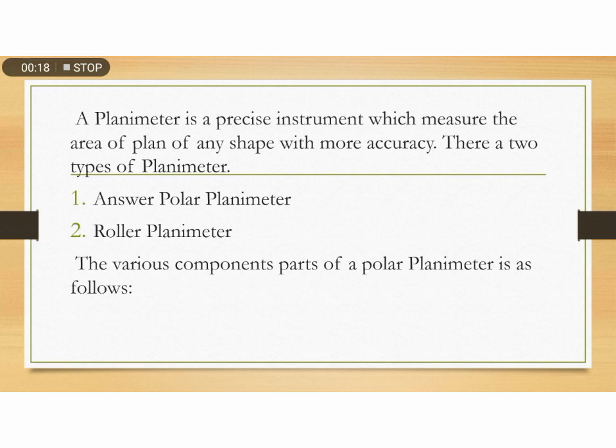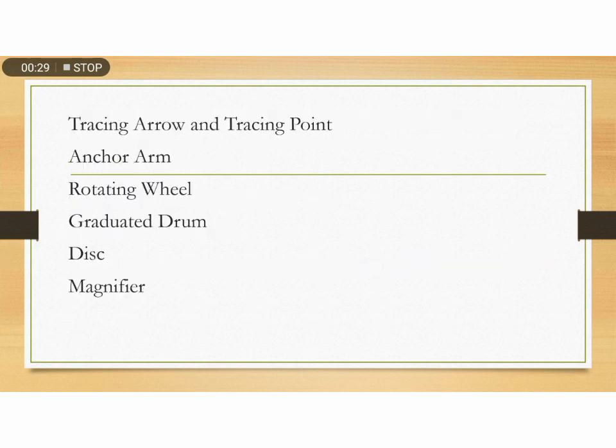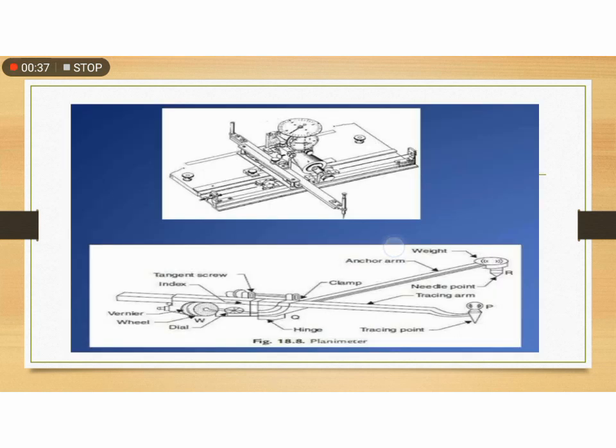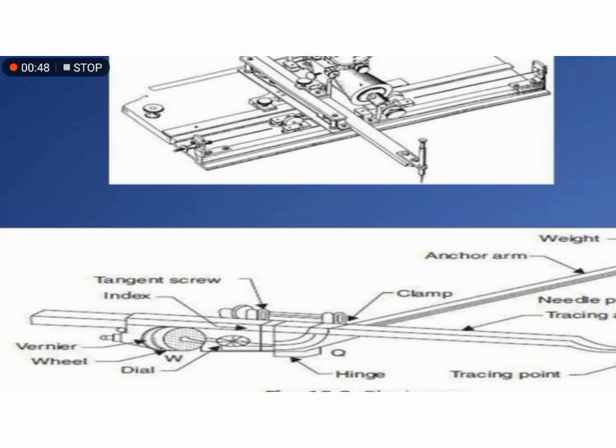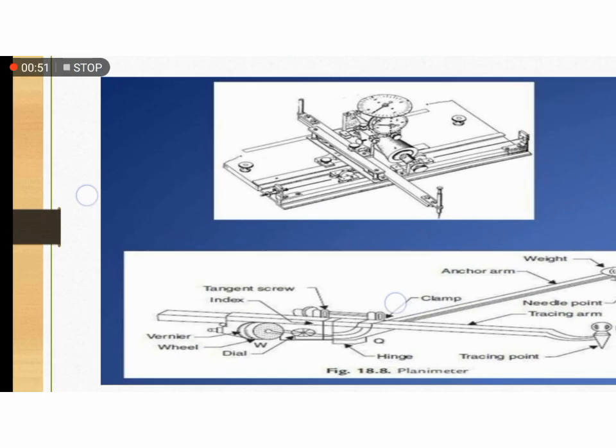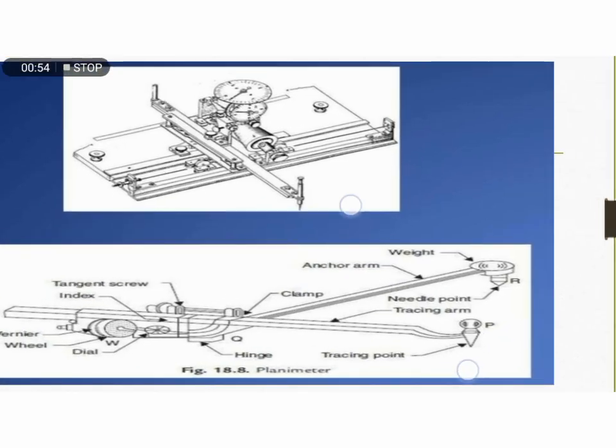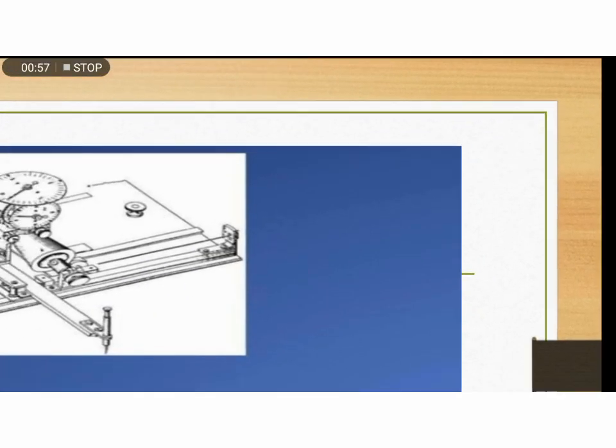So there are two types of planimeter: the polar planimeter or the roller planimeter. So the various component parts of a polar planimeter are as follows: tracing arm and tracing point, the anchor arm, rotating wheel, graduated drum, dial and magnifier. So this is the picture of the planimeter, where there is the tracing screw, vernier, wheel, dial, and anchor arm with clamp.